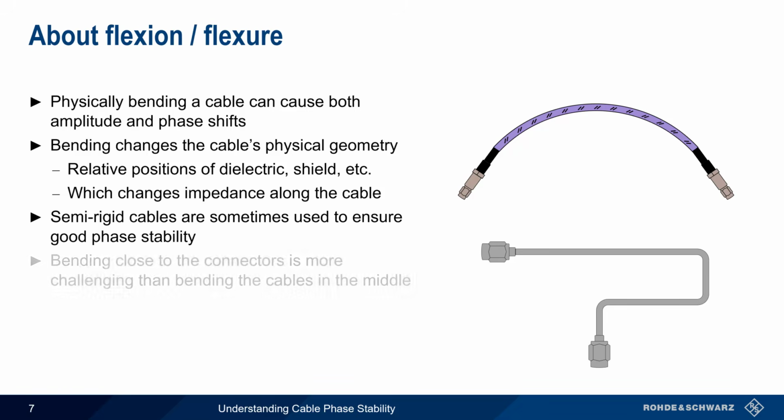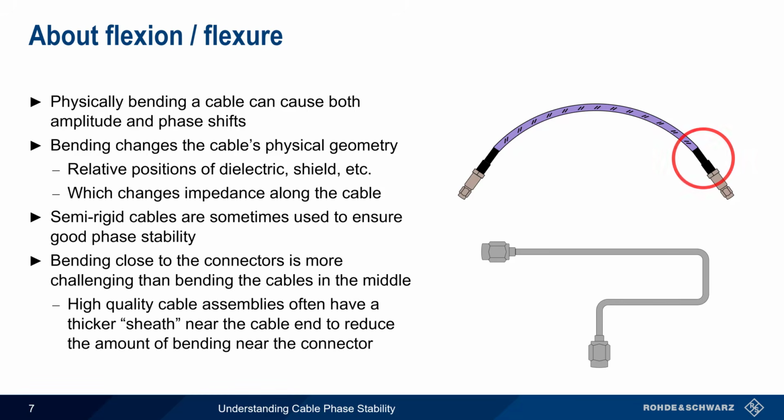Another important observation is that bending near the connectors at the ends of the cables can create much greater challenges than bending which occurs in the middle of the cable. And this is one reason why high-quality cables often have a thicker sheath near the ends of the cable, since this helps to prevent excessive bending near the connectors.